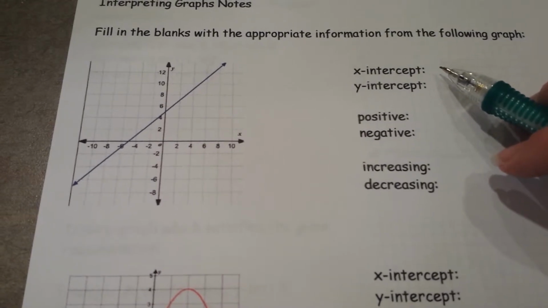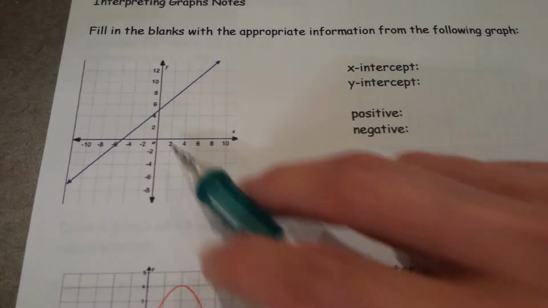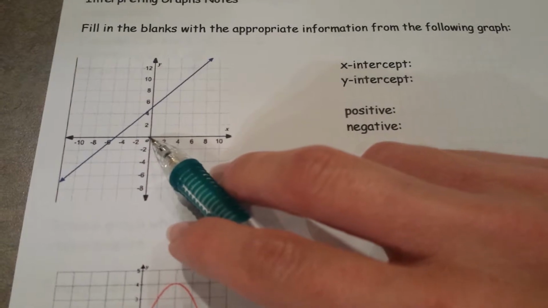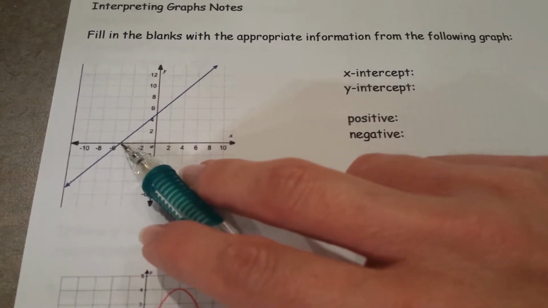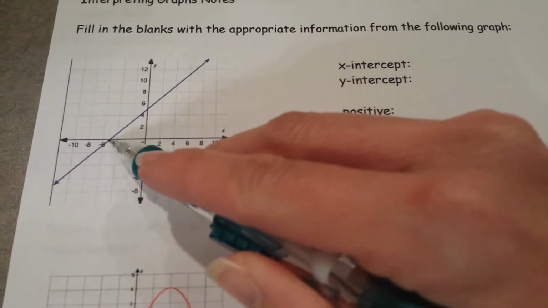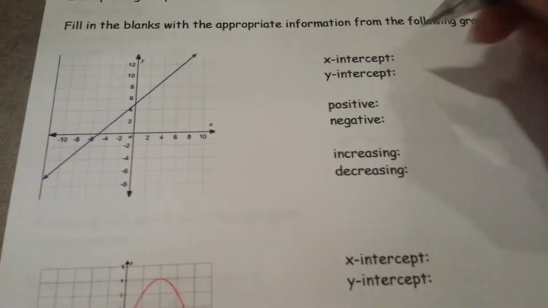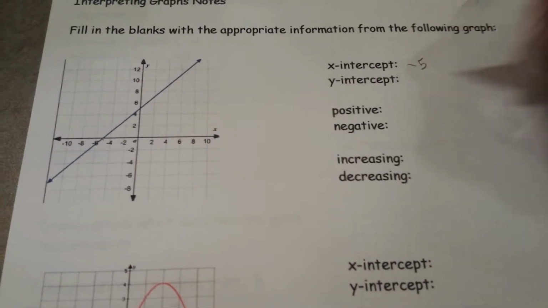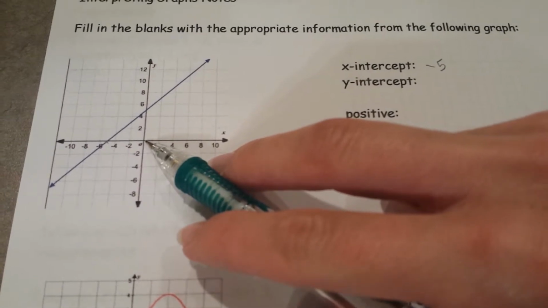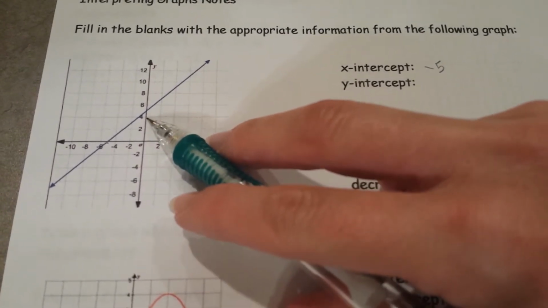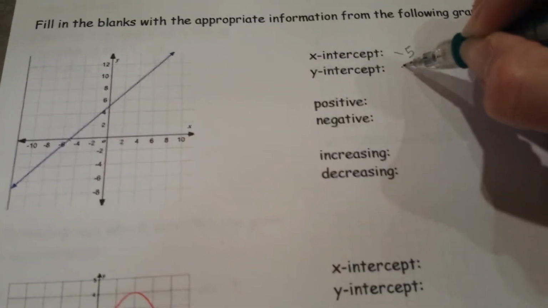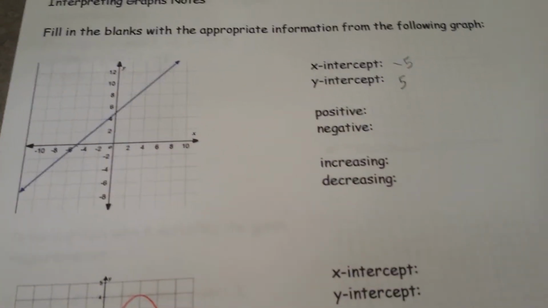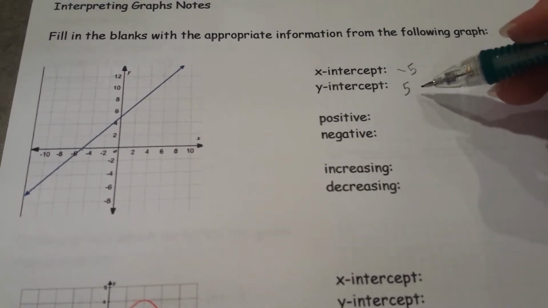So I want you guys to help me out. The x-intercept is where? Looks like these are counting by 2s, so we've got -2, -4, and it's halfway between -4 and -6. So it's crossing the x-axis right there, which means the x-intercept is going to be -5. Now, the y-intercept, same thing. Let's look at this. We're counting by 2s again, so 2, 4, and we're up again, so that's going to be a +5. Okay, so my x-intercept is -5, my y-intercept is +5.